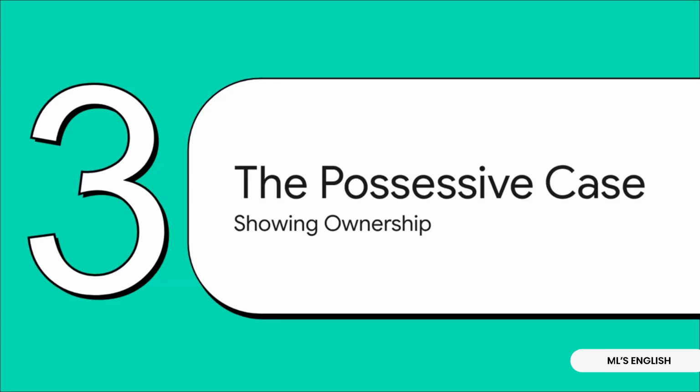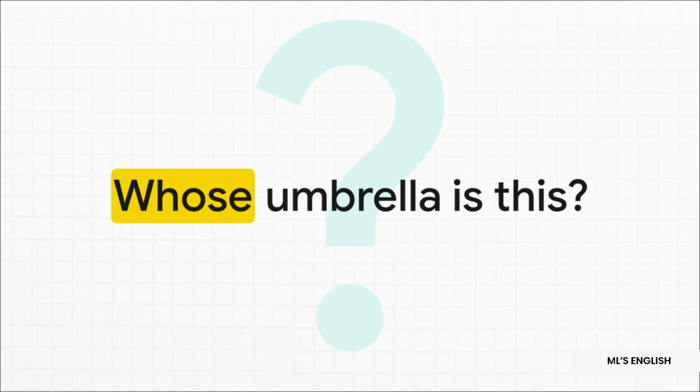All right, let's keep building this blueprint. We've covered doing and receiving, and doing for someone. But what about showing that something belongs to someone? Well, that's where our next job, the possessive case, comes into play. It's a simple question, right?